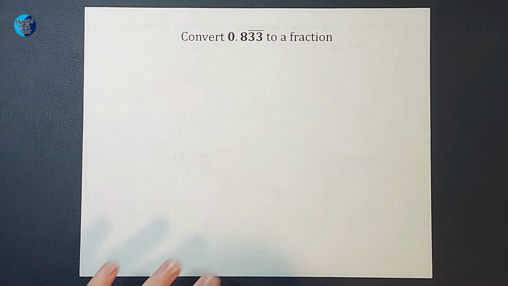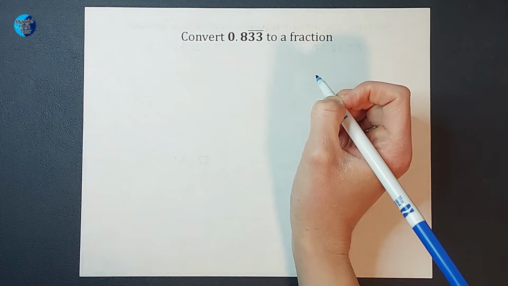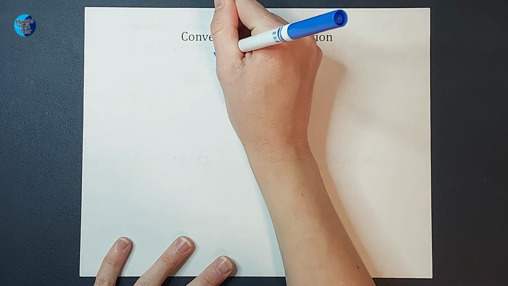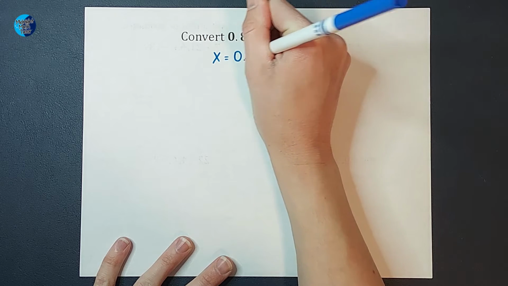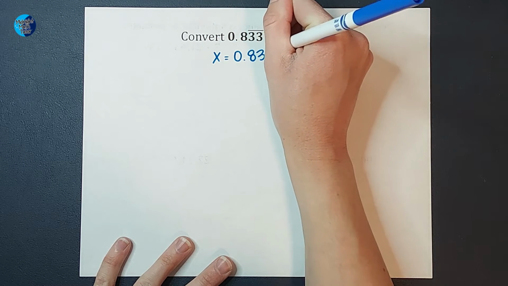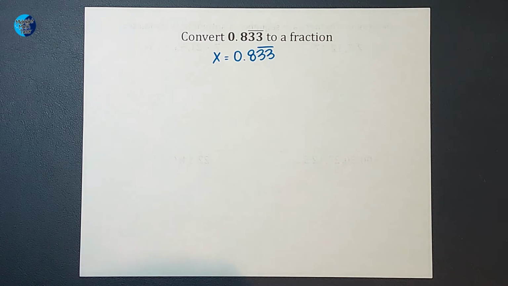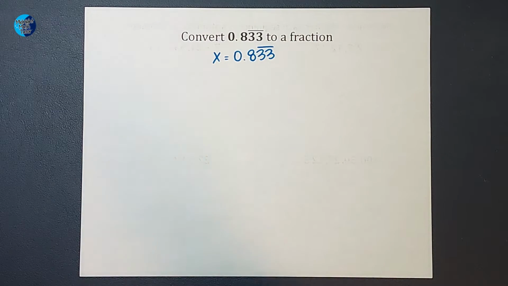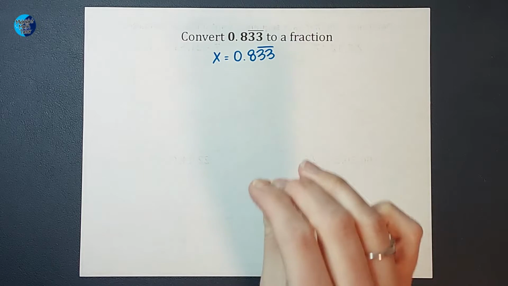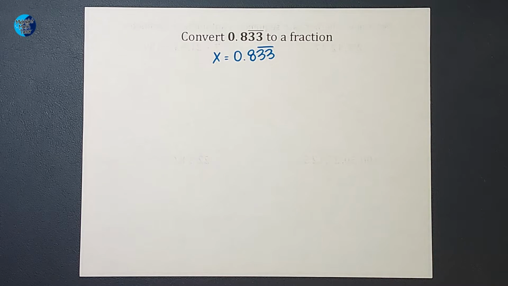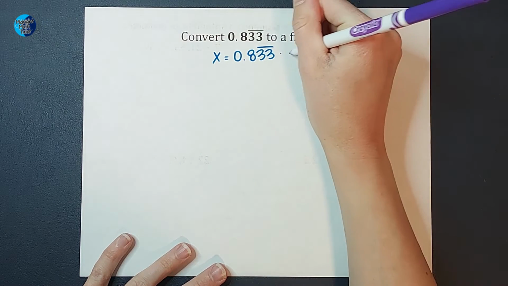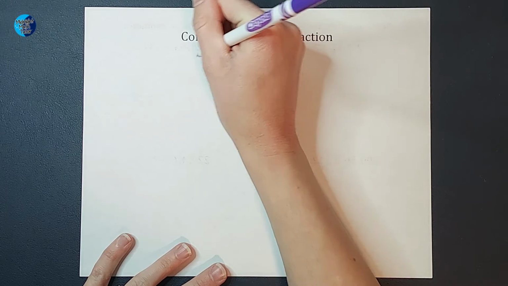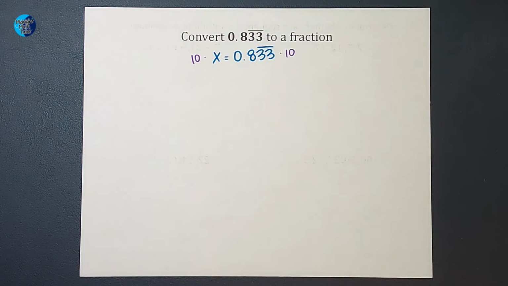So the first thing I do is I set this equal to a variable. So I'm just going to say x equals 0.833, and the threes are repeating. Now from here, what I am going to do is I want to get it so that there are only repeating numbers on one side of the decimal. So what this is going to look like is I'm going to multiply both sides by 10, which is totally legal because I'm multiplying the same thing on both sides.